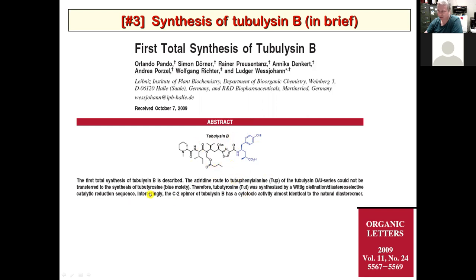So the abstract was a first total synthesis of tubulysin B is described, aziridine route was kind of a method that they used. They had a method to create this right side that was kind of clever, and that's what we're going to talk about. But basically they just snapped together a couple building blocks.